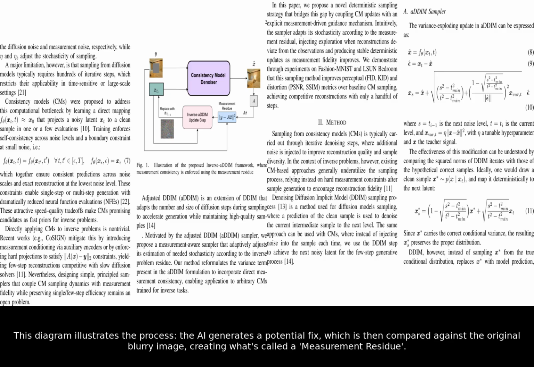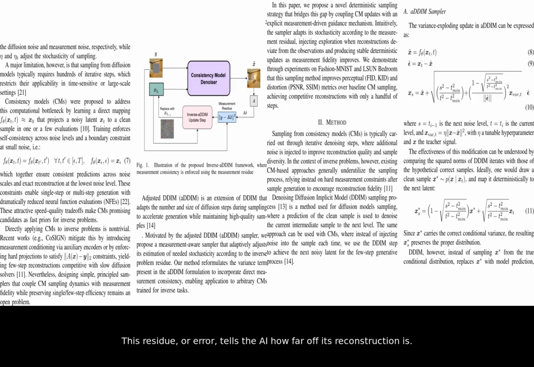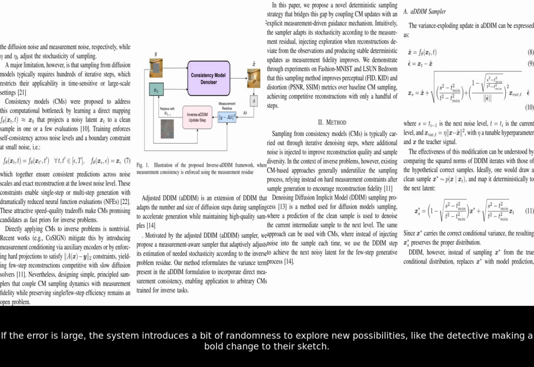This diagram illustrates the process. The AI generates a potential fix, which is then compared against the original blurry image, creating what's called a measurement residue. This residue, or error, tells the AI how far off its reconstruction is. If the error is large, the system introduces a bit of randomness to explore new possibilities, like the detective making a bold change to their sketch.